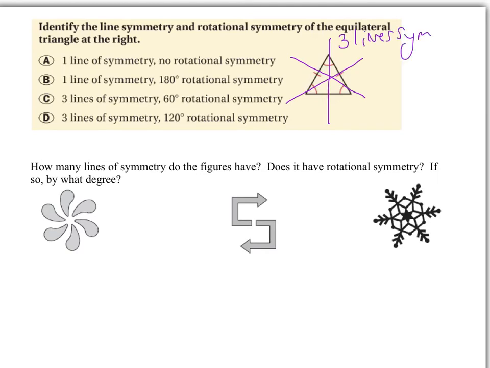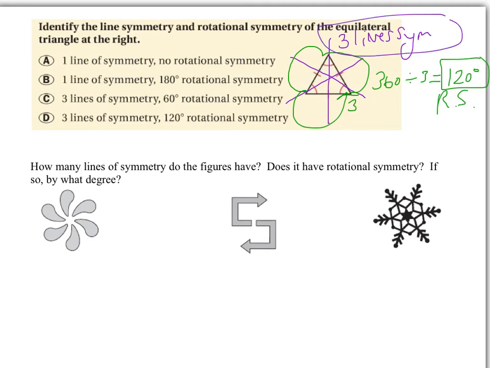But then for rotational symmetry, we have to go around 3 times. So we take 360 divided by 3, and I get 120 degrees. So 120 degrees is my rotational symmetry, and my line symmetry, I have 3 lines of symmetry. So I've got the 3 lines there, but the only one that has the 120 is that very last one. So my final answer would be D as in dog.